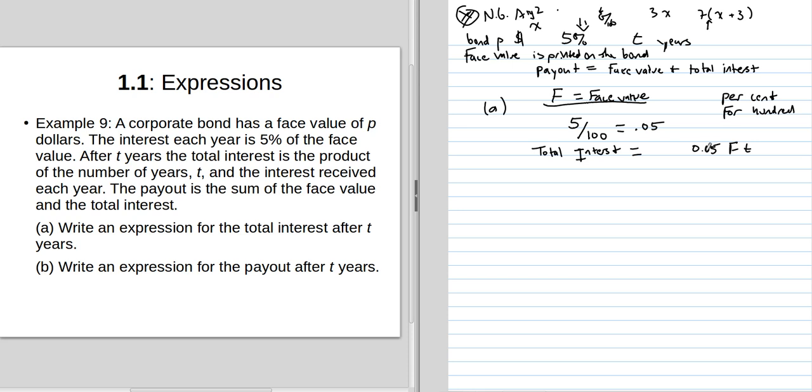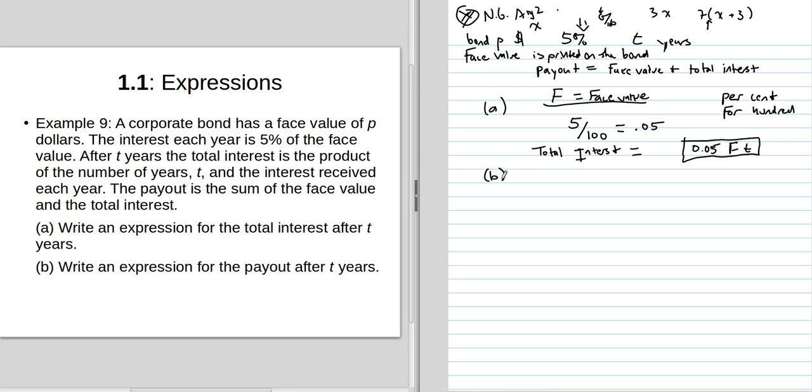So this means 0.05 times F times T. And that's the answer. This is an expression for the total interest. Whenever we have the final answer for a problem, we need to square it or circle it. This way, whoever is grading the problem can quickly see the final answer.